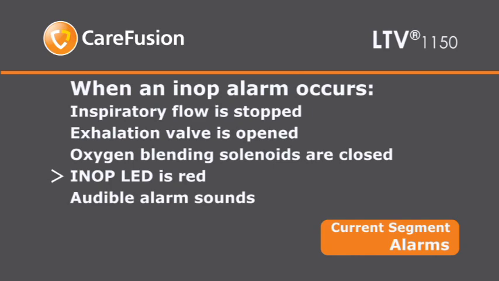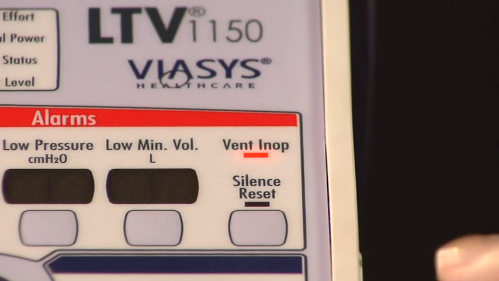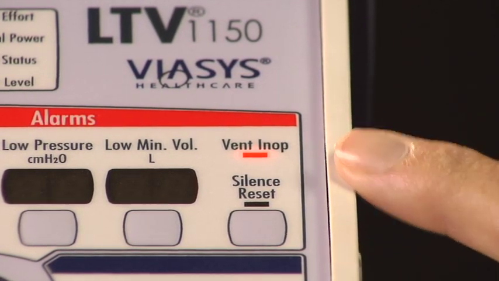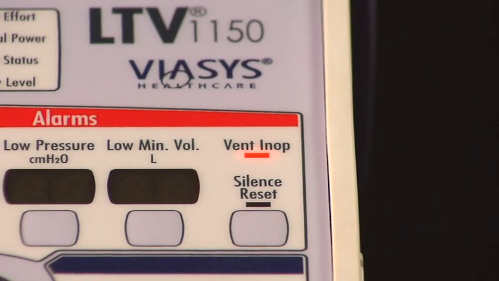The in-op LED is illuminated red. The audible alarm is sounded continuously. To silence the in-op alarm, press the silence reset button. An in-op alarm is also generated as part of the normal process of switching the ventilator off and does not indicate a problem at that time. The in-op LED will remain lit for approximately 5 minutes and does not affect battery life.